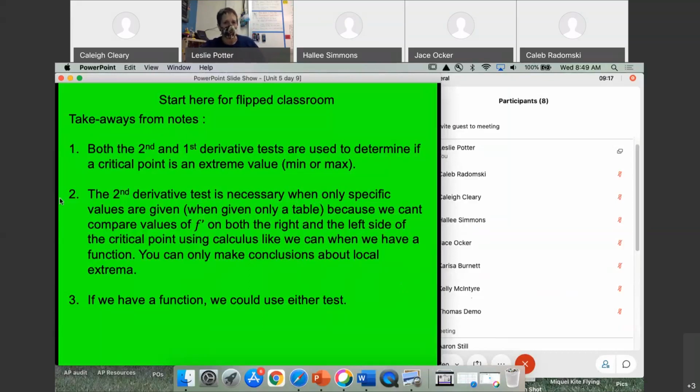Because we don't have our function, we can't compare derivatives on either side of the points that we're given. So we know that we can only use tables and the second derivative test to make conclusions about local extrema. So do I have a local max? Do I have a local min? If we had functions, we could use either test, and you'll see that in tonight's notes.